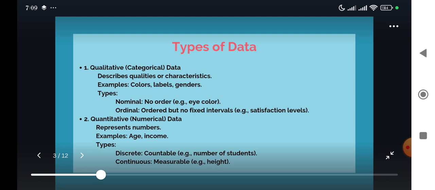Another one is continuous data, the measurable values like temperature or height, which can take any value within a range. You cannot take float numbers in discrete data, but you can take float data in continuous data because you can take any value within a range.